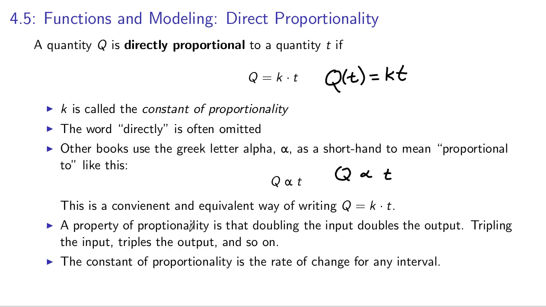A property that's important to understand about proportionality is if we double the input, we double the output. And you can see this by putting in 2 times T into this abstract version of directly proportional to, and we see that we get K times 2 times T, which is 2KT, which is double the output. So doubling the input doubles the output. This was the old output.